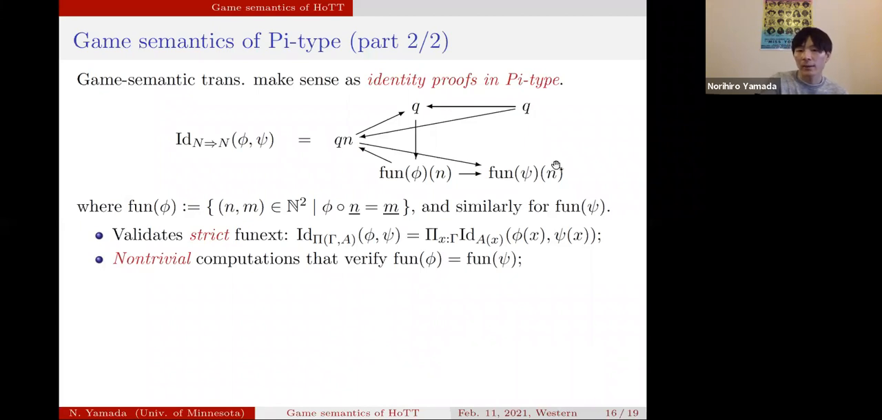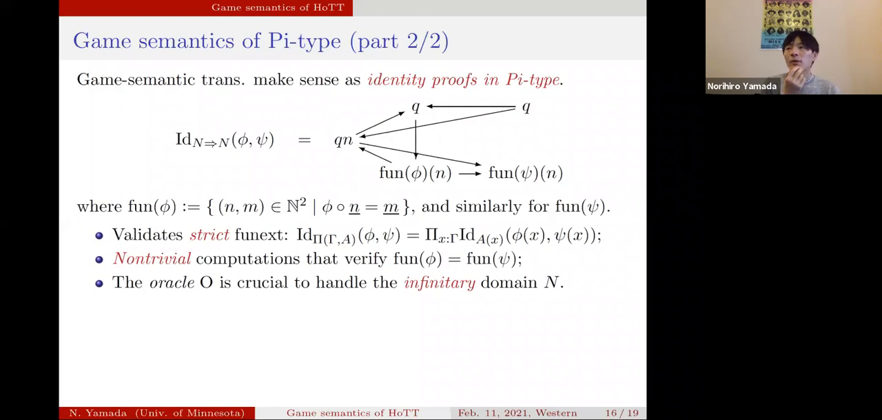And please note that this is a game semantic transformation, because the domain is N and the codomain is identity proof on a function type. So identity proof on N, so it's like N0 and N1.